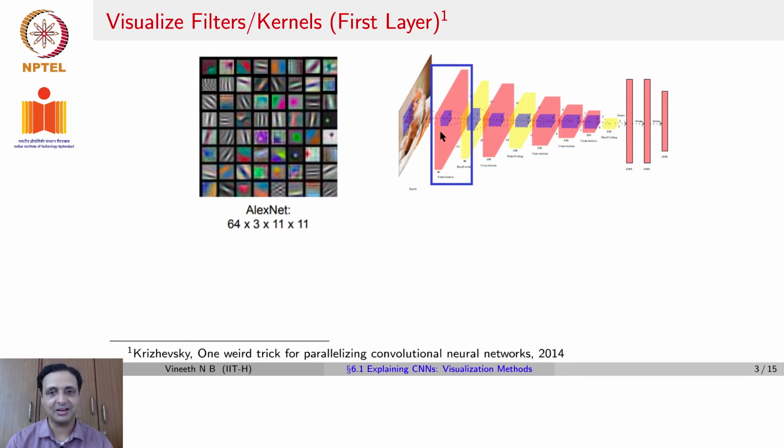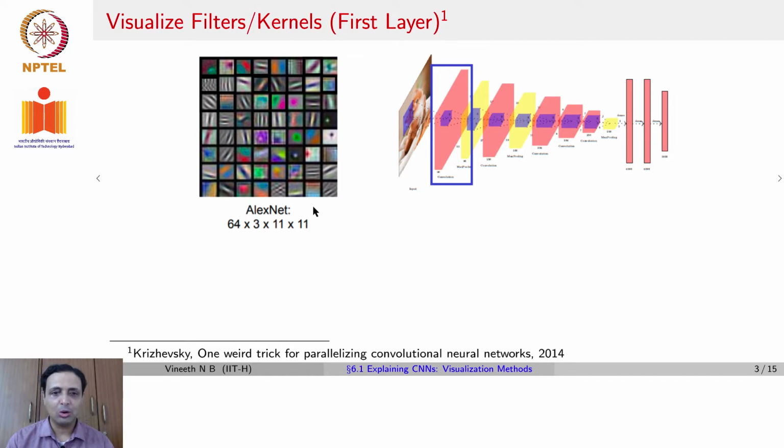If you recall the AlexNet architecture, in this particular slide that you see here, we are looking at a variant of AlexNet which was developed by Alex Krizhevsky a little later in 2014 when he came up with a method to parallelize CNNs. This is just an example to be able to visualize this more easily. So in this variant of AlexNet, the architecture had 64 filters in the first convolutional layer.